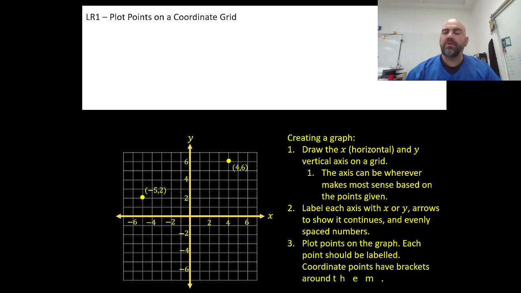And then finally, plot points on the graph. Each point should be labeled. Coordinate points have brackets around them. So like (4, 6): a relationship where x is 4, y is 6, and there's a set of brackets that go around them. All right, let's try a couple of examples as we go.